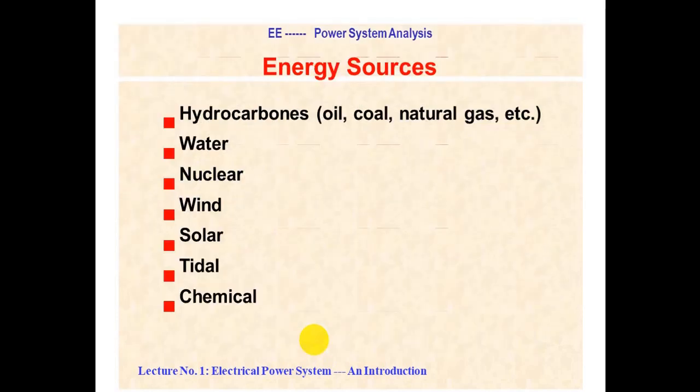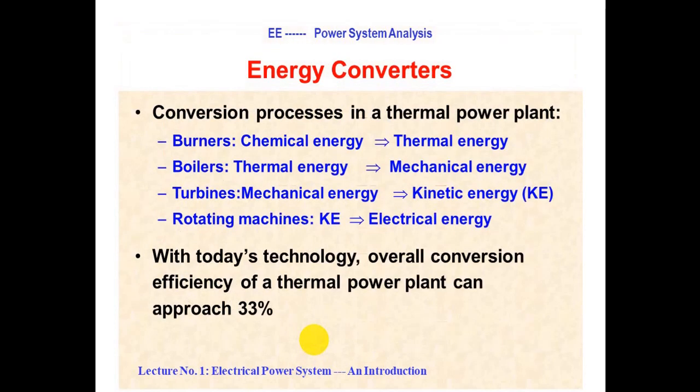The main sources of energy we use for power generation are hydrocarbons, which include oil, coal, and natural gas, which are normally naturally available sources. Then water and nuclear, these are the mainly conventional energy sources. And then wind, solar, and tidal, these are the renewable energy sources, which are not expected to be depleted. Obviously they are naturally available in nature, so availability is not a concern. These are the different sources of energy that we use for power generation.